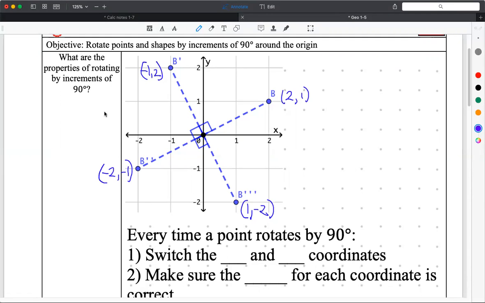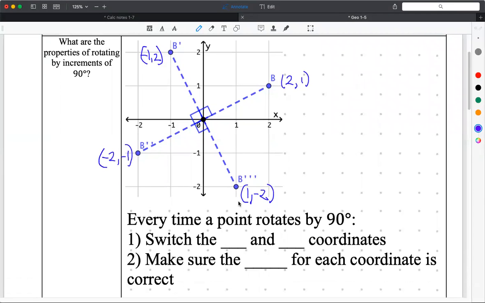So let's come down here. Every time a point rotates by 90 degrees, you're going to switch the what and what coordinates? Yeah, Ulysses. X and Y coordinates? Yeah, switch the X and Y coordinates. And then make sure the, what word am I looking for here? Make sure the what for each coordinate is correct, because you have to worry about the negatives and positive. How do I say that? Yeah, Hazi? The sign. Make sure the sign for each coordinate is correct.